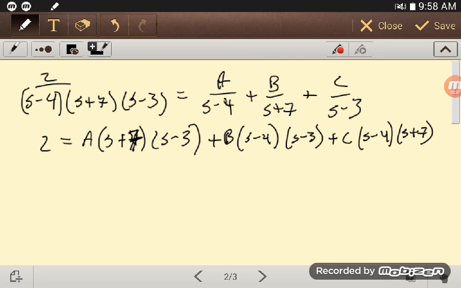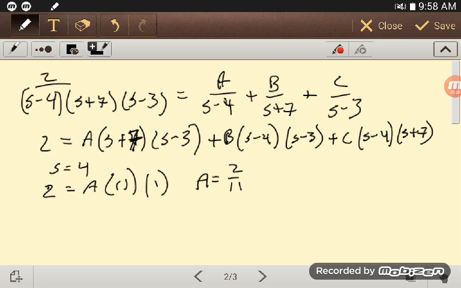So once again, I could do the formal thing and multiply everything out, but for me it's just way easier to pick values of s. Notice that if I let s equal 4, that will knock out the B and the C terms, so I get 2 equals A times 11 times 1. And so A is equal to 2 over 11.